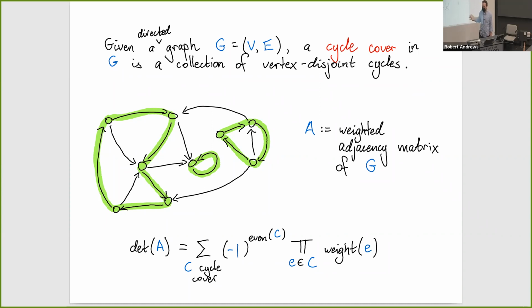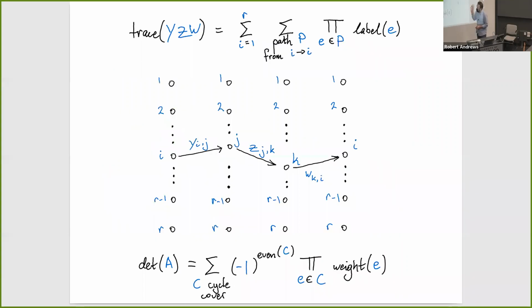And one way to see this is, well, every term in the determinant corresponds to a permutation, and you can decompose permutations into disjoint cycles. Right? And if you think about what is a permutation on a graph, it's this set of cycles in the graph. So going back to the trace, we have a graph, we have an interpretation of the trace on this graph, and we have some interpretation of the determinant in terms of graphs.